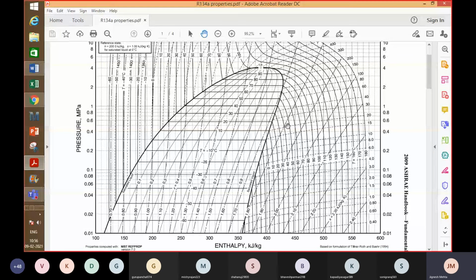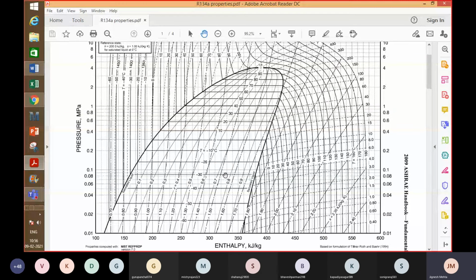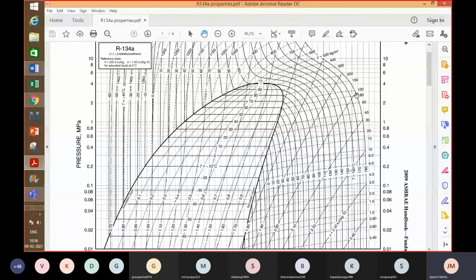And some other properties are also seen, like specific volume is also available in this. Density 500 kg per meter cube is shown, but density is shown only outside the saturation dome, not inside the saturation dome. Okay.